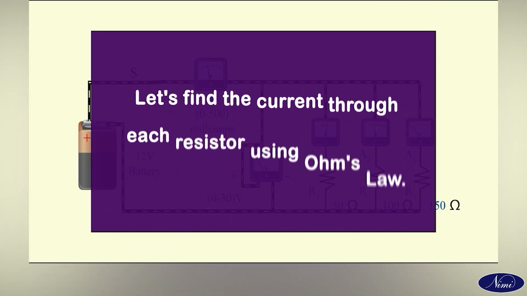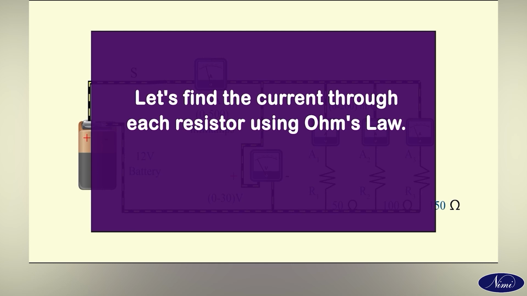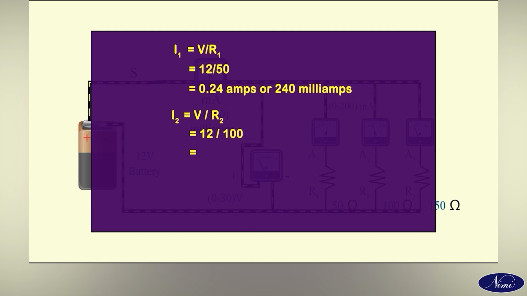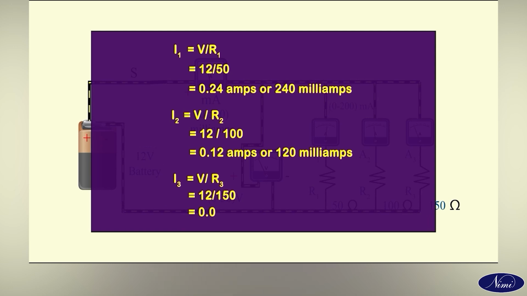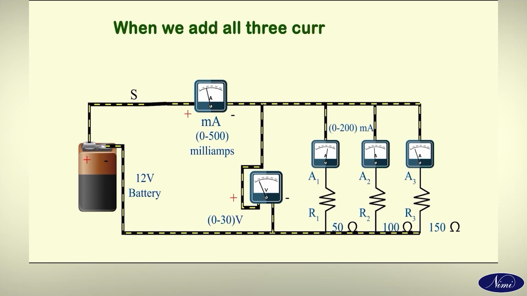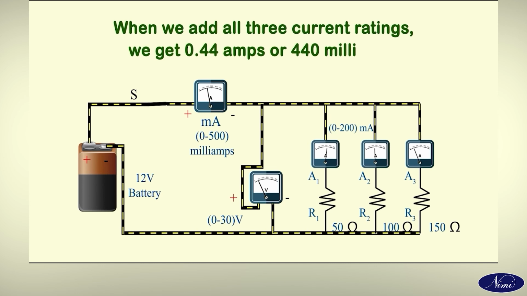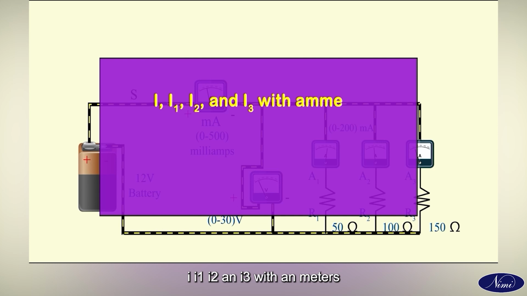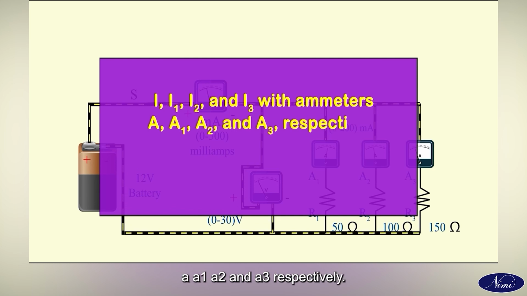Let's find the current through each resistor using Ohm's law. I1 = V/R1 = 12/50 = 0.24 amps or 240 milliamps. I2 = V/R2 = 12/100 = 0.12 amps or 120 milliamps. I3 = V/R3 = 12/150 = 0.08 amps or 80 milliamps. When we add all three currents, we get 0.44 amps or 440 milliamps. Verify the current values I, I1, I2 and I3 with ammeters A, A1, A2 and A3 respectively.